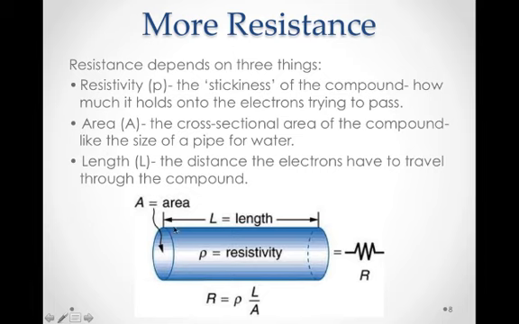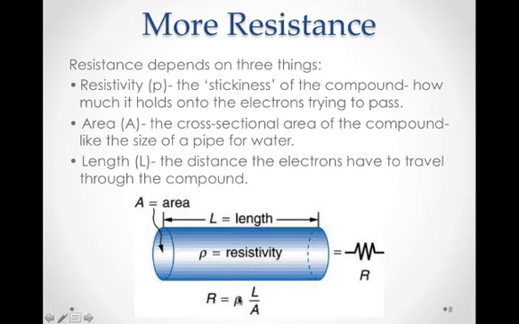and so it's kind of like a pipe with water. So the bigger the cross-sectional area, the easier it is, the less resistive it actually is. And then length. Obviously, the longer the stickiness exists, the more resistance you're going to have. And so that's exactly what you get. It would be the actual material, and this is our circuit symbol, remember, for a resistor. And there is our equation for resistance. Resistance is equal to the resistivity times the length divided by the cross-sectional area.